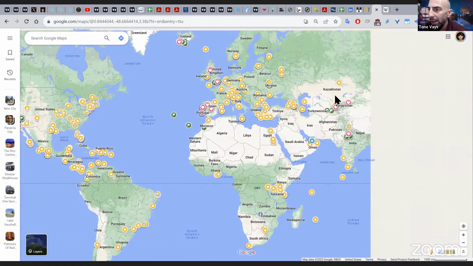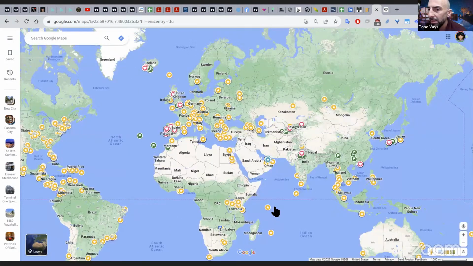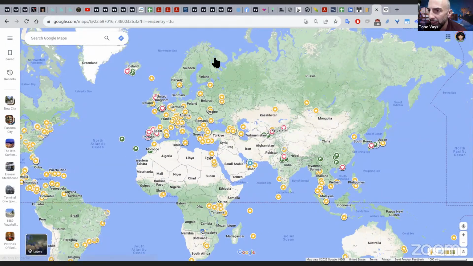Guys, on this map, Russia looks bigger than Africa, but it's not. Okay, the continent of Africa is bigger than the country of Russia, because Russia is not a continent. So the continent of Africa is bigger than the country of Russia. But on this map, it doesn't look that way. Just so people are aware.